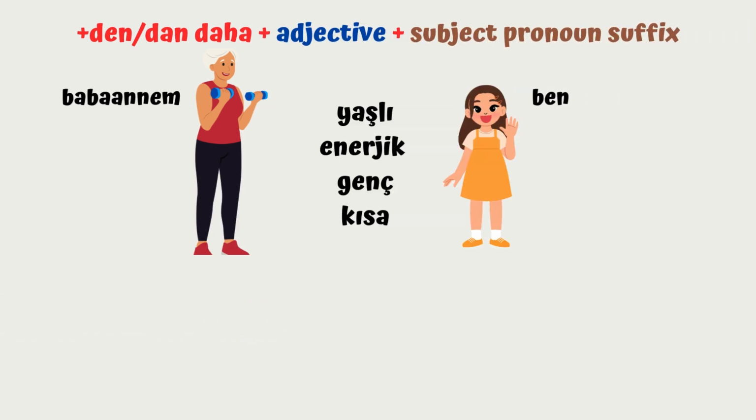But let's take a look at another example. So we have babaannem, which means my grandma. And ben, I. And we're going to use these adjectives.